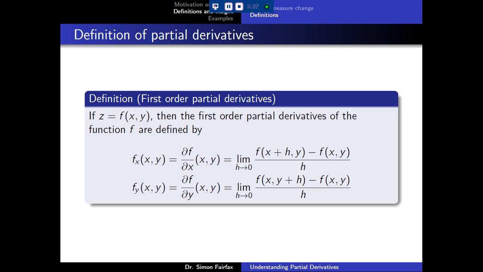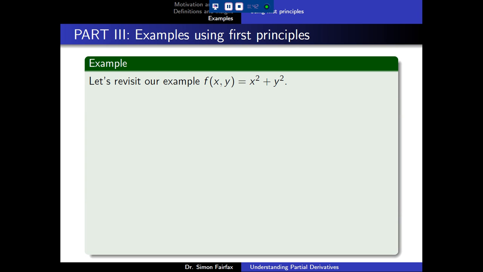And this is going to give the gradient of the tangent as we move along the surface in the direction of the y-axis. Okay, so there's a few things to take in there. Something that can be done with just a bit of thought. Go at your own pace, a comfortable pace. Next, let's take a look at some examples. Some examples using first principles.